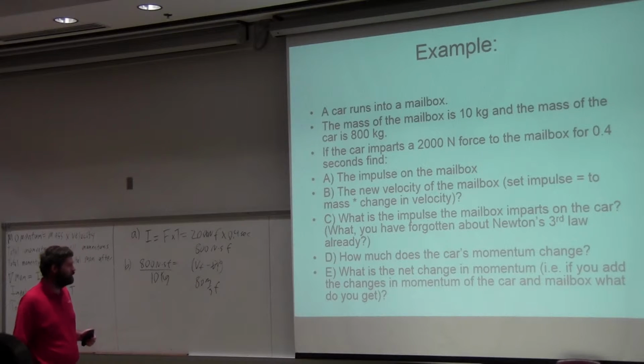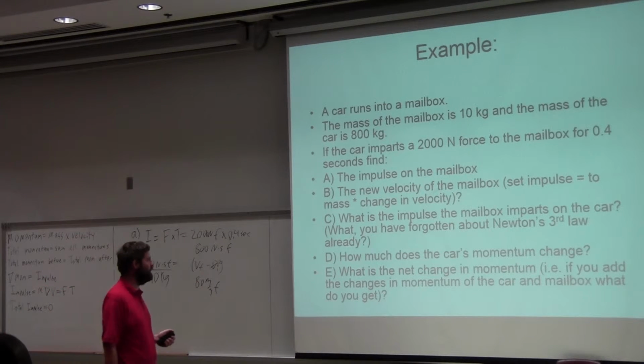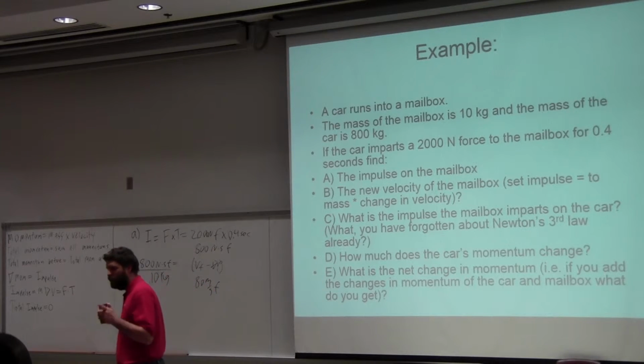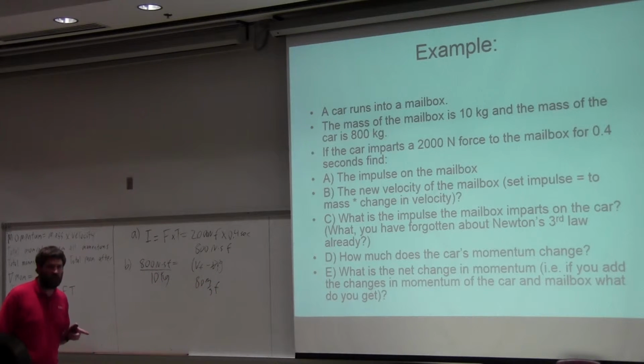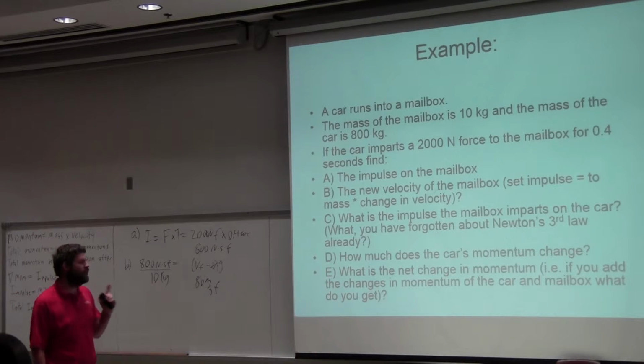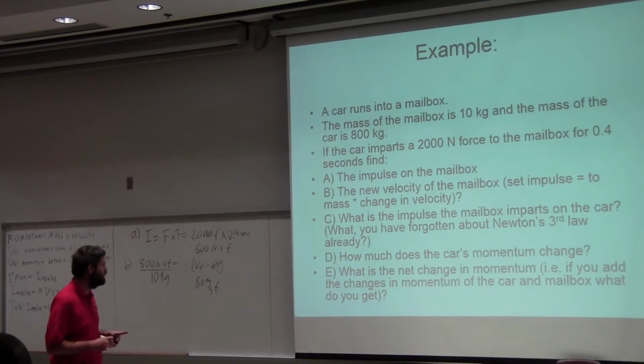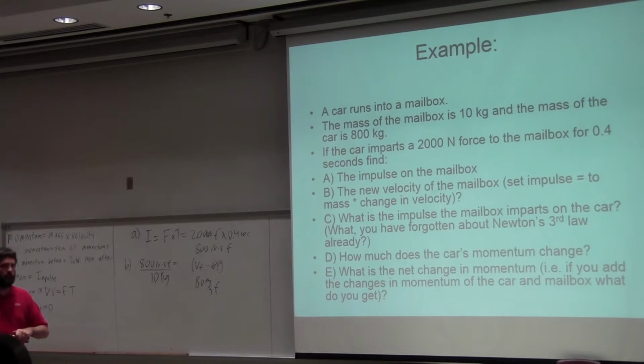Now part C. What's the impulse the mailbox imparts on the car? Now this is definitely a level 2 problem. Why is this a level 2 problem? Because you have to use a concept with the equation, but not a very complicated equation, so it's more of a straightforward equation.